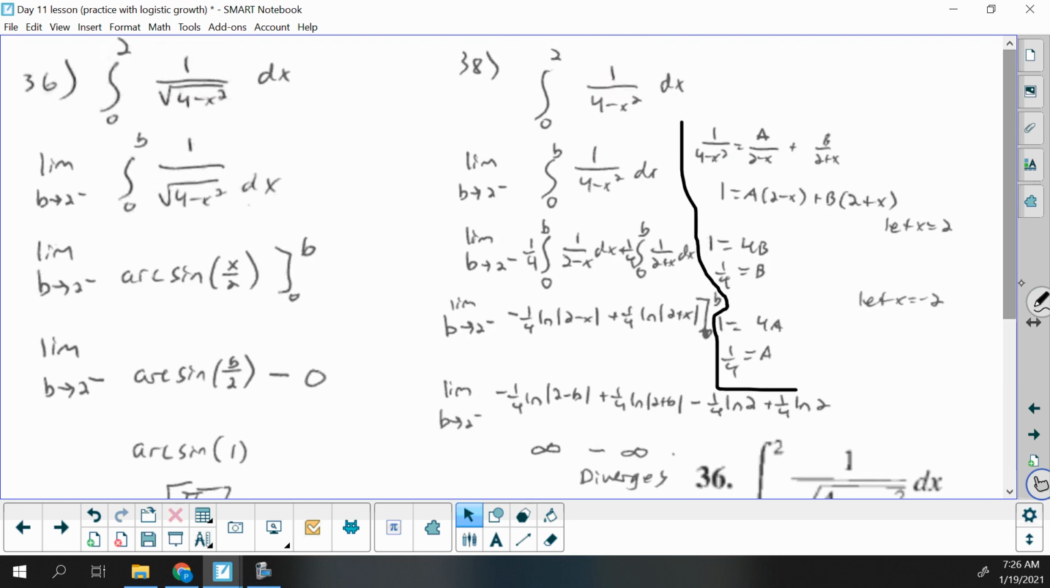In 38, you've got to do partial fractions. So factor your denominator. You eventually get -1/4 for the 2 minus x and +1/4 for the 2 plus x. Antiderivatives, you got natural logs there.